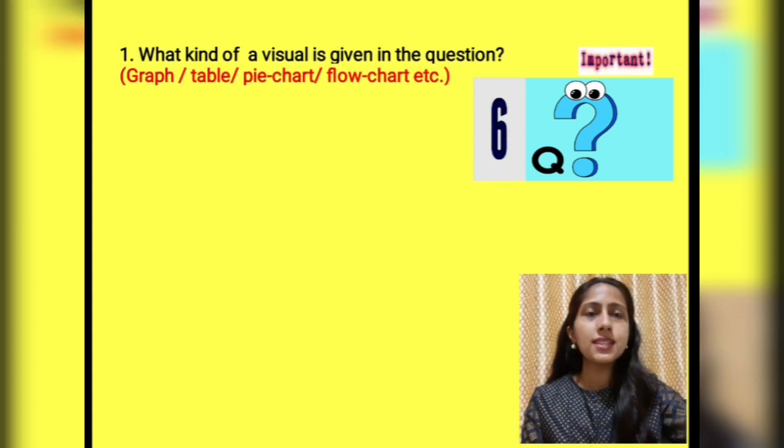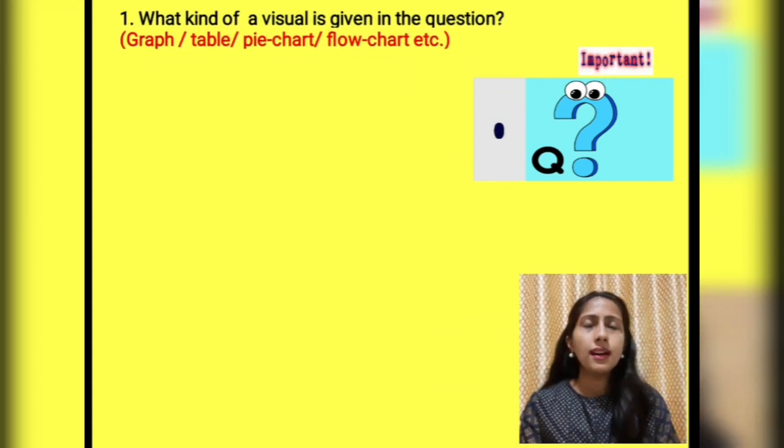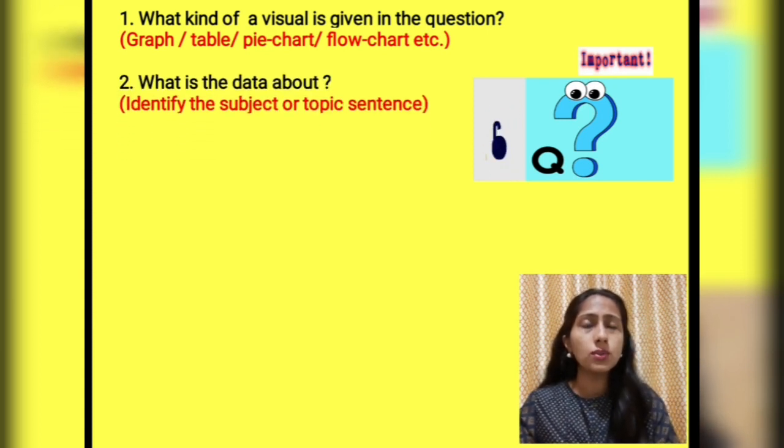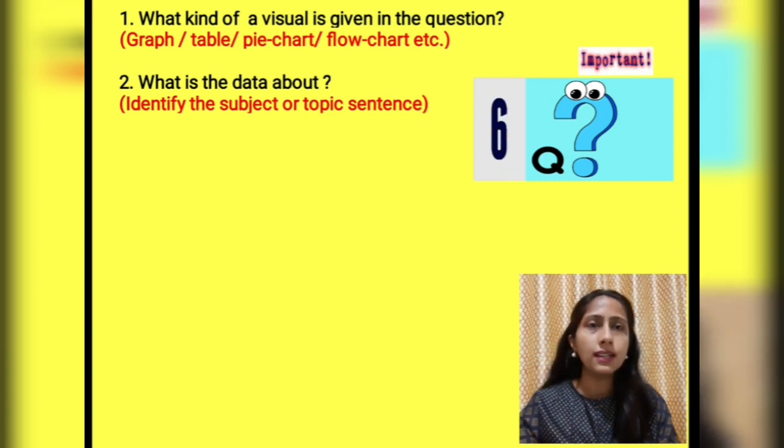The first one, try to understand what kind of a visual is given in the question. Is it a graph, table, pie chart or flow chart? That's the first step towards beginning your questioning. Question 2, what is the data about? That is to identify the subject of the data or to look for the topic sentence.